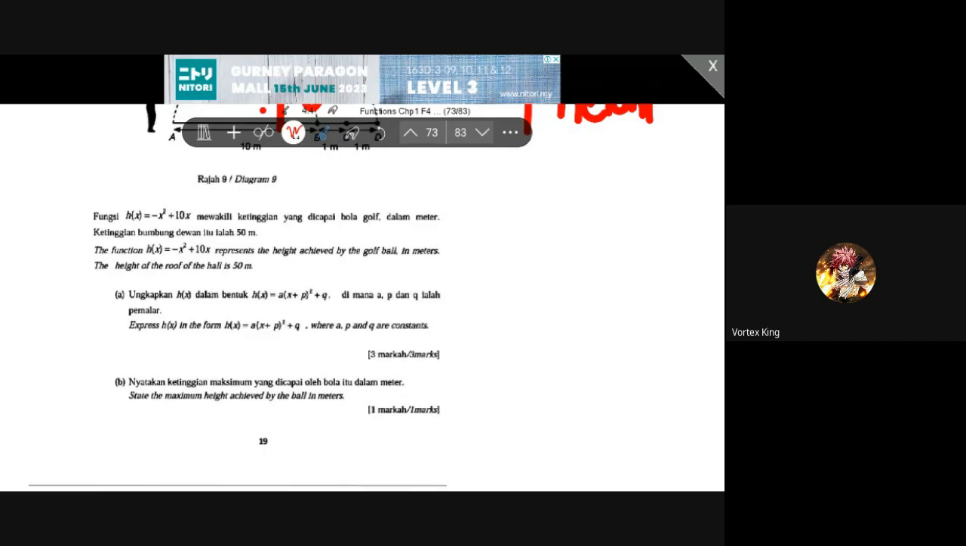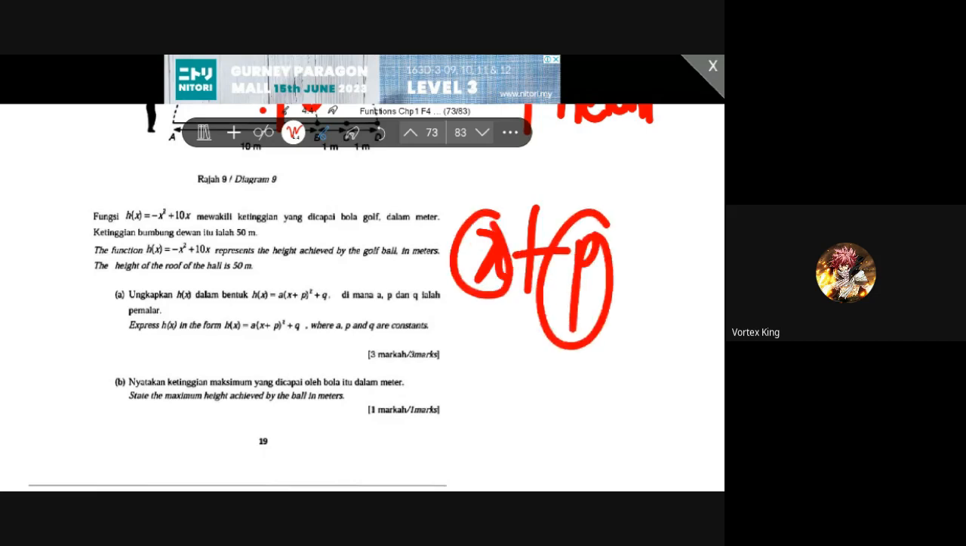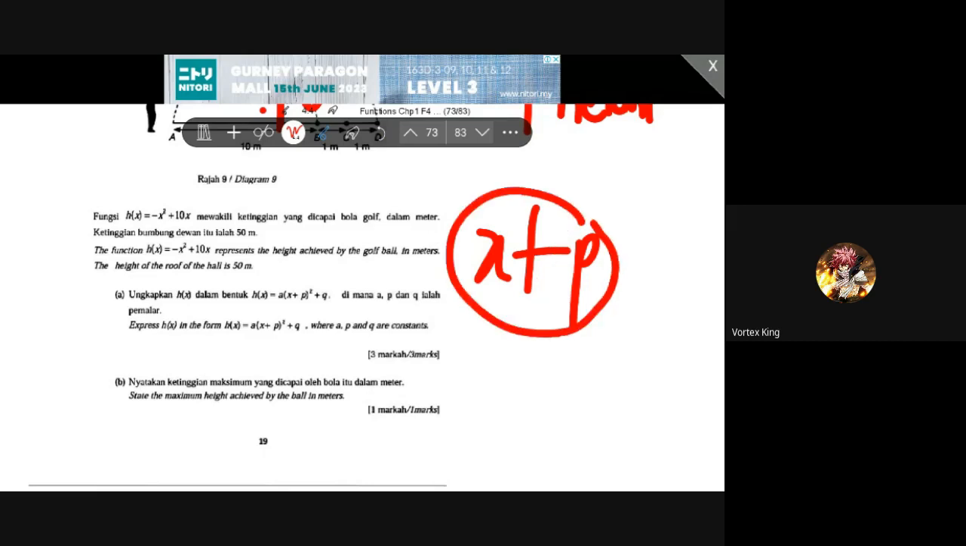Soalan akan bagi koordinat X. Kalau mereka nak cari nilai P ini, mereka pasti harus bagi X. Kalau tak, kamu tak boleh cari. You cannot find. Mereka harus bagi persamaan paksi simetri. Equation of axis of symmetry they must give. Then only you can find it. Okay, so Jason, you wanted to repeat, I think this X plus P thing, okay. So, let me give an example.